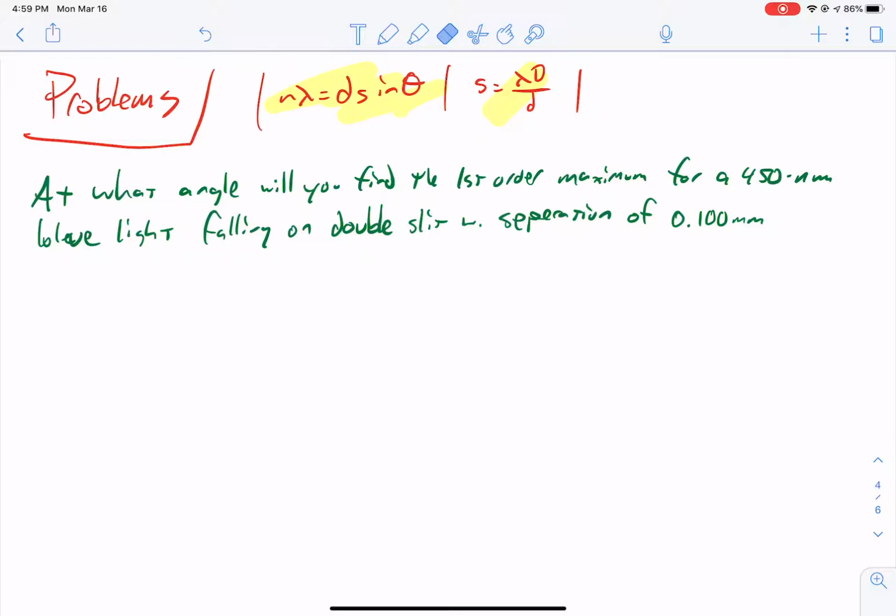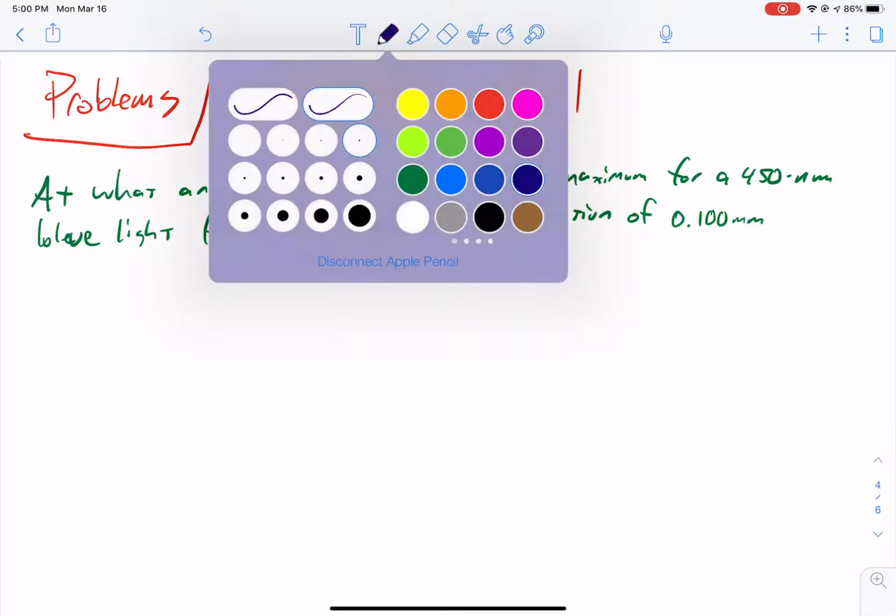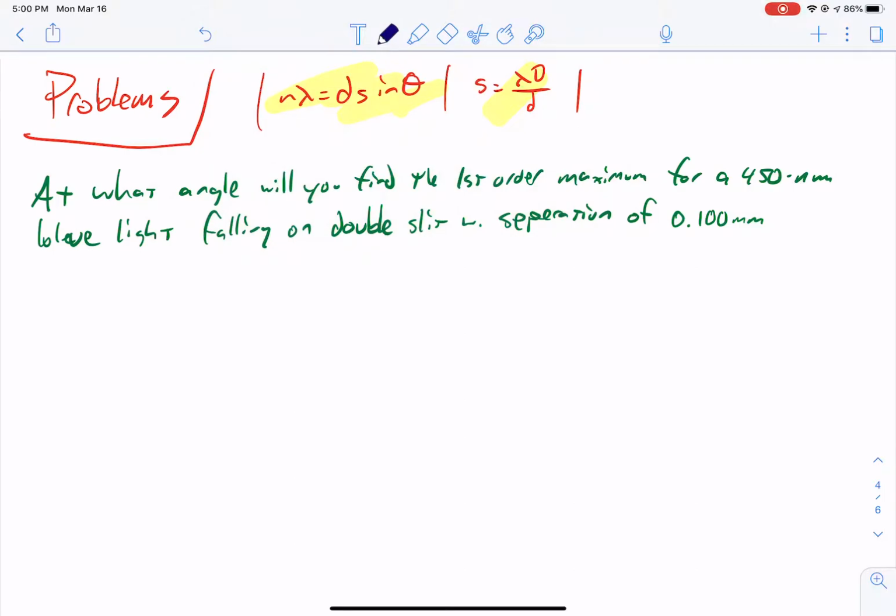So this first problem says, at what angle will you find the first order maximum for a 450 nanometer blue light falling on double slits with a separation of 0.1 millimeters? Okay, well, now in this case I'm looking for the angle. We only have one equation for angle, and that's this equation on the left over here. And so I'm going to write that equation down: lambda equals d sine theta.